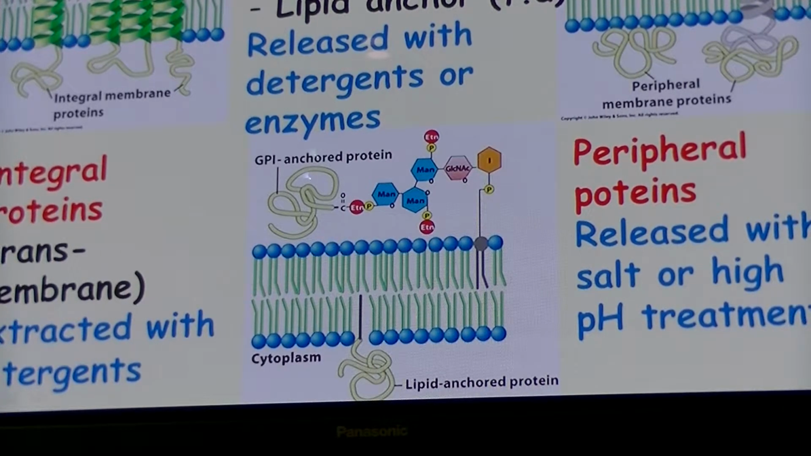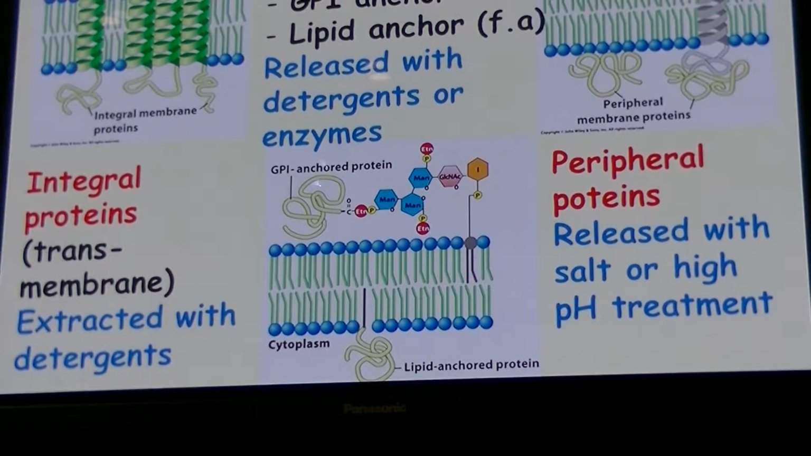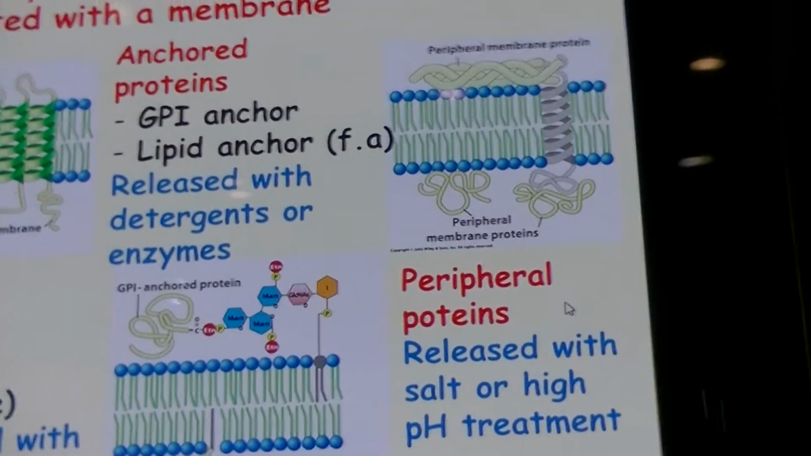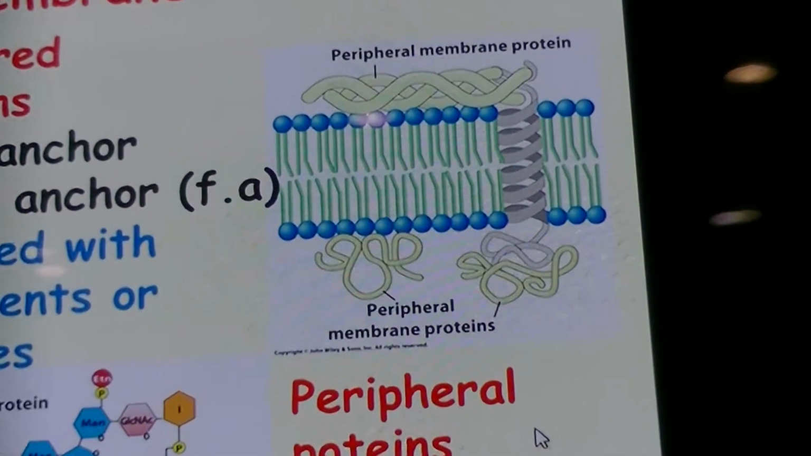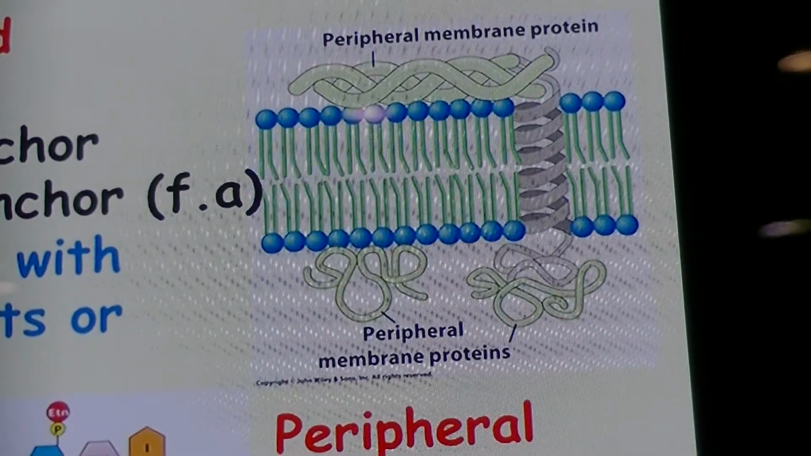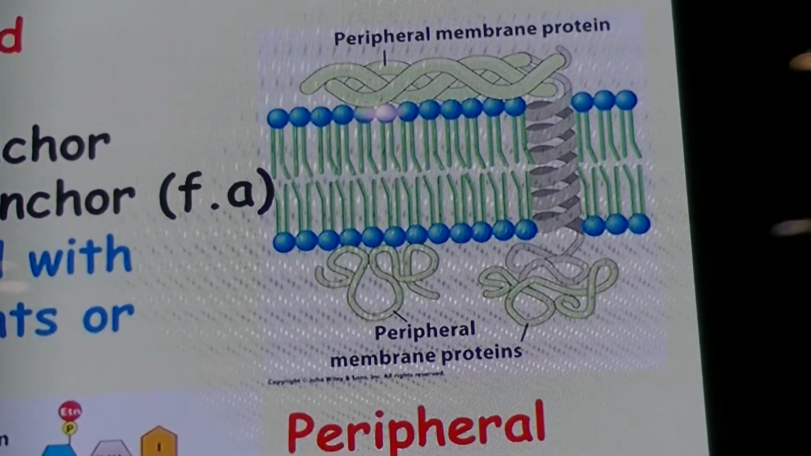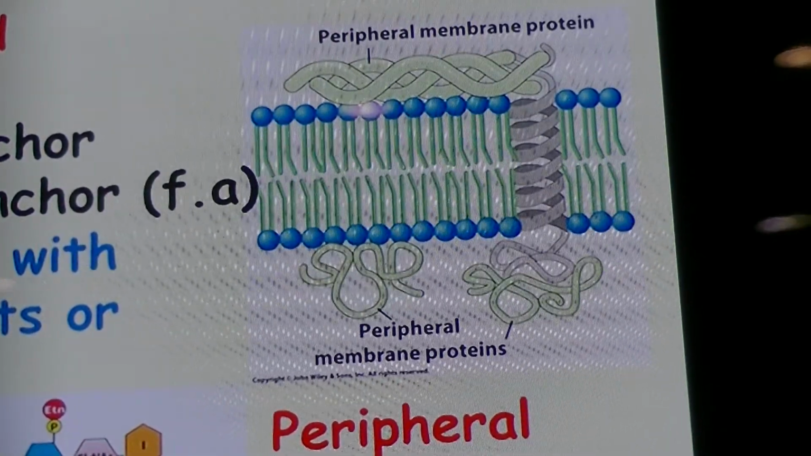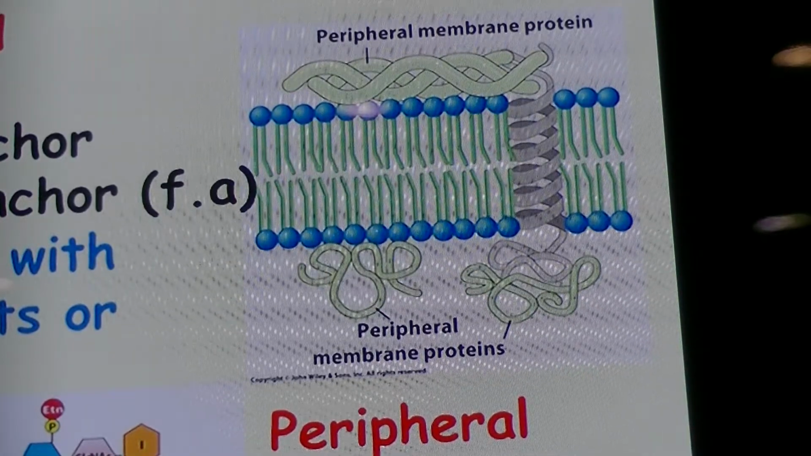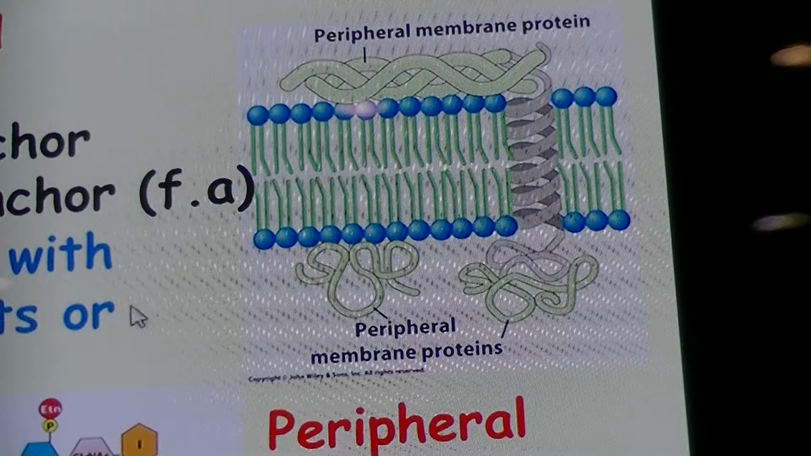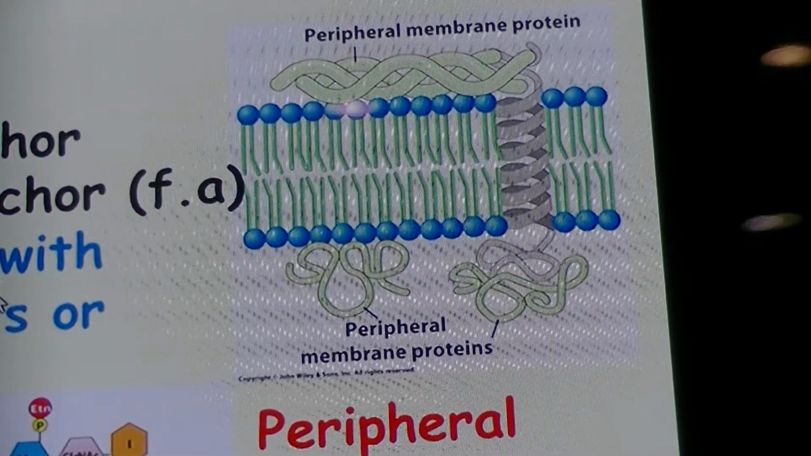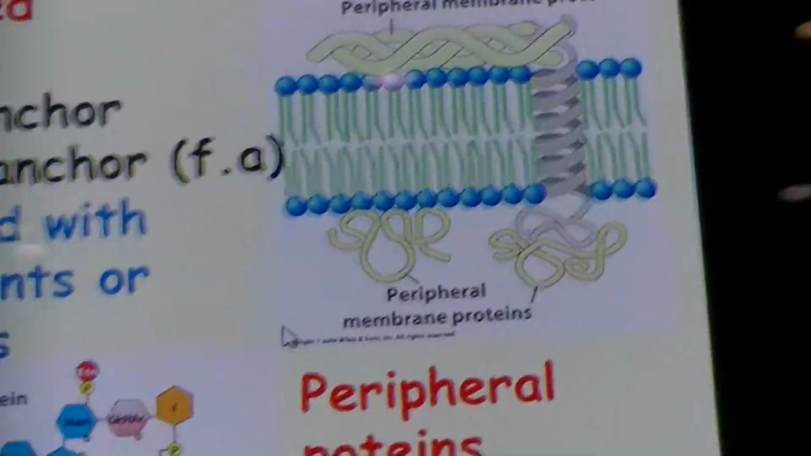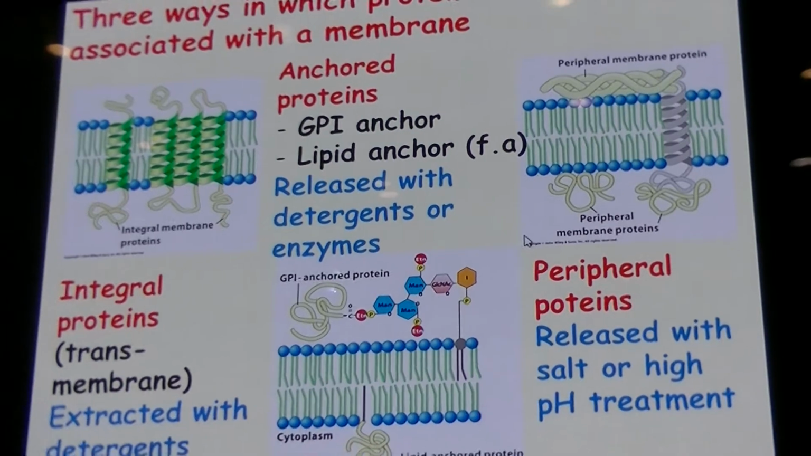The third way proteins can be associated with the membrane is what we call peripheral. Peripheral proteins are associated just by binding to the lipid head groups by means of salt bridges, so ionic interactions. These can be released with high salt or by going to an extreme pH like pH 11, a very basic condition, which tends to remove proteins from the lipids. The anchored proteins are removed by detergents or by enzymatic cleavage of the anchor. So there are three ways proteins can be associated with the membrane.